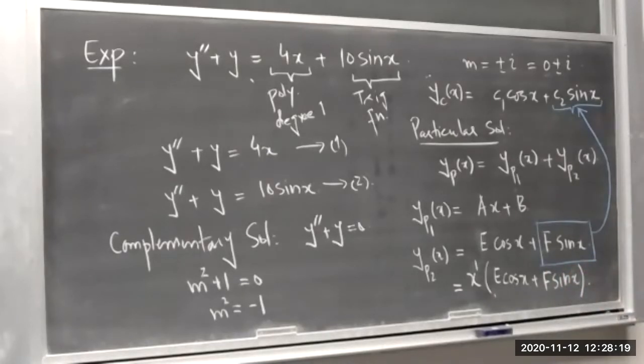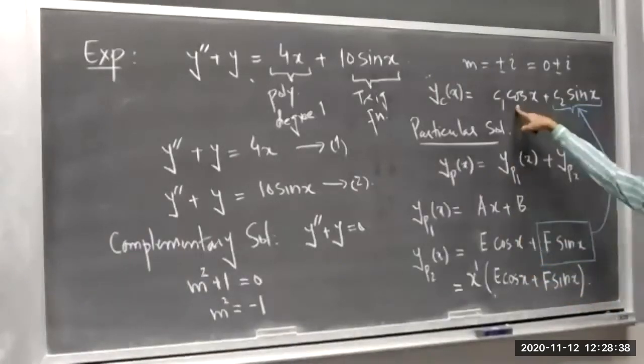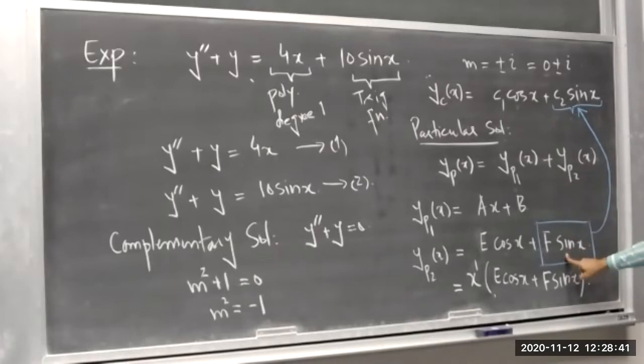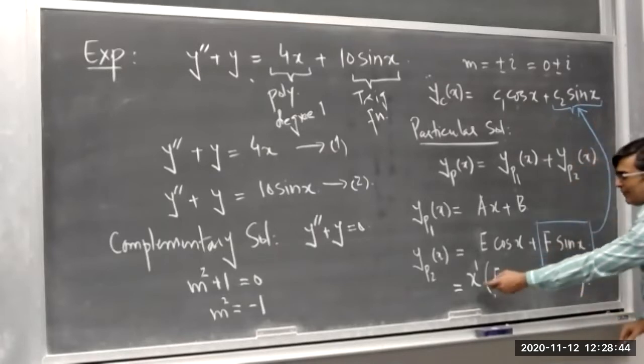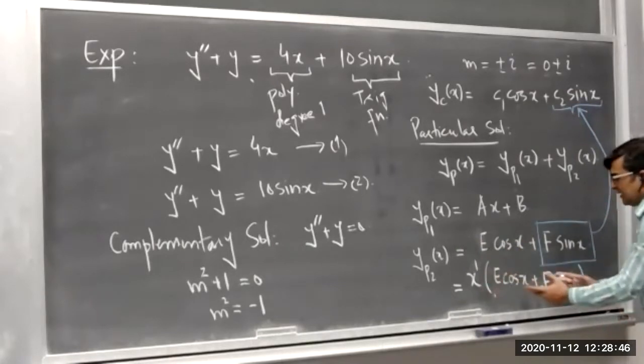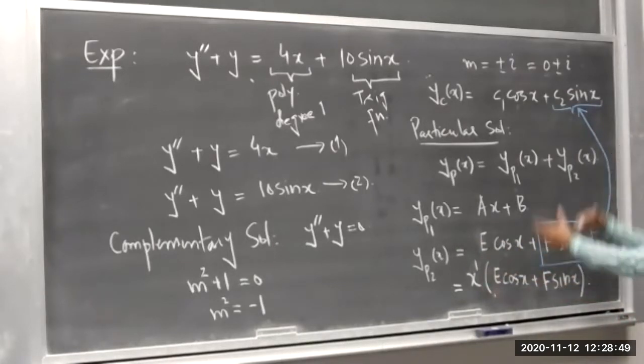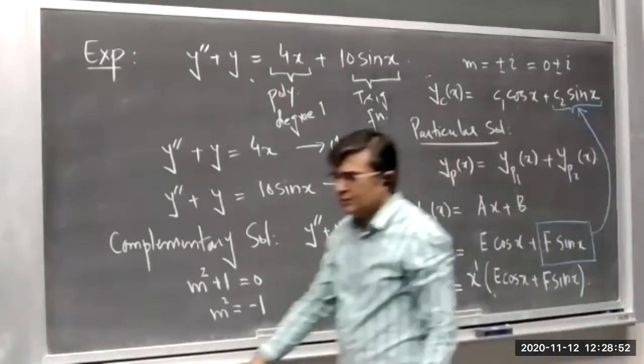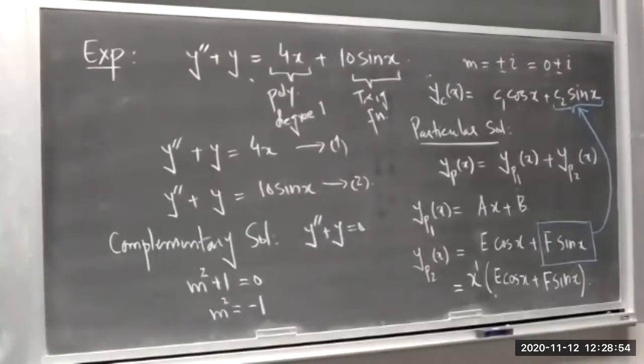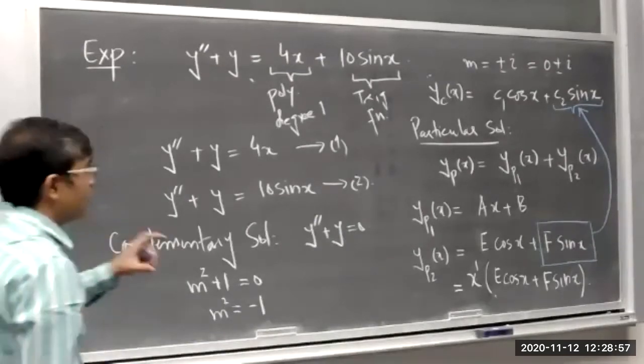I hope you can see it and you get it. Why do we multiply here x to the power n? Just to make these functions different from the functions which are already present in the complementary solution. Cos x is also present here. Sin x is also present here. Now we multiply this assumed particular solution by x just to make these two functions different from the complementary solution. Now we do again the same in order to find the constants.